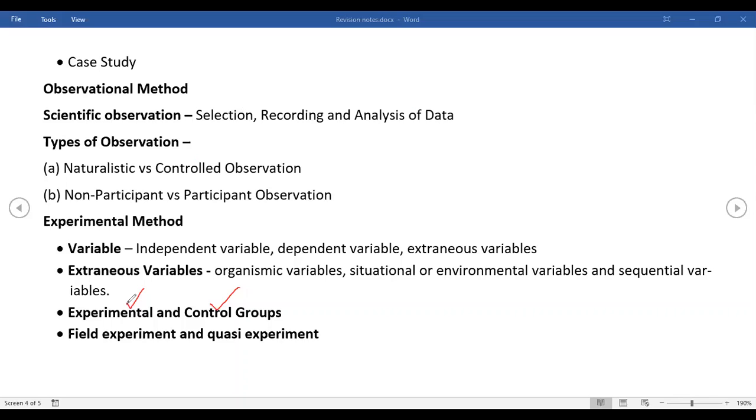After deciding on an experimental or control group, you can also proceed with field experiments, where experiments cannot be carried out in the laboratory. And even in the field experiment, when the conditions are not applicable, you can go for a quasi experiment. Quasi is the word for what if, so what happens if these things happen. Is there anything? Yes. So that is the experimental method.